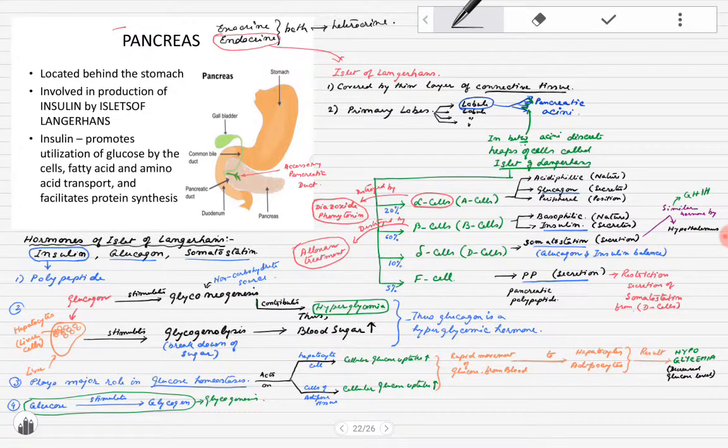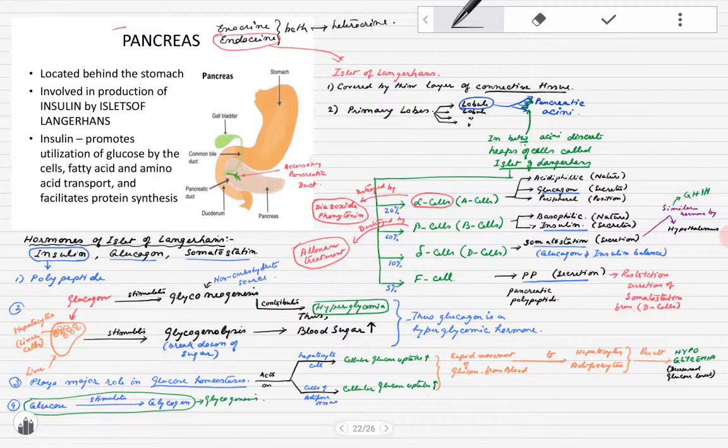So next is the pancreas, and it is located behind the stomach, and you can see the position of the pancreas, mentioning the accessory pancreatic duct, the gallbladder, the common bile duct, the duodenum, and stomach, the positions of the pancreas.